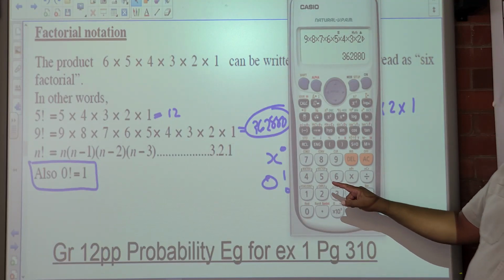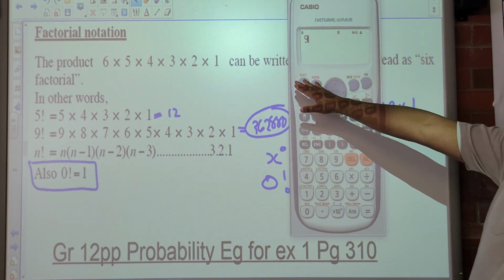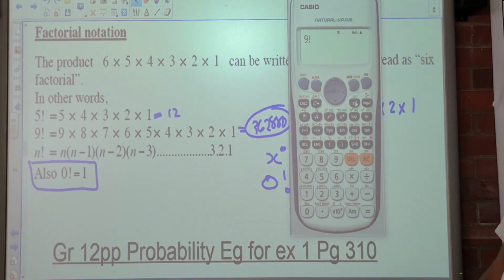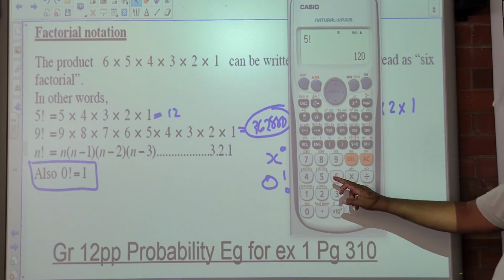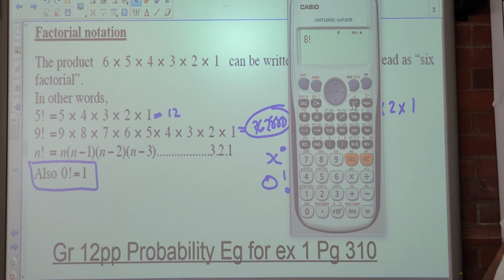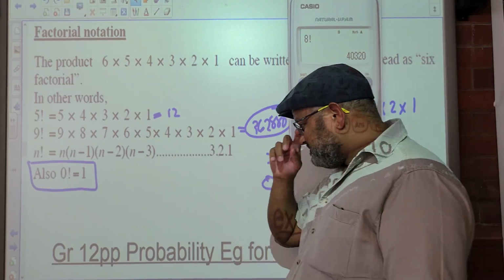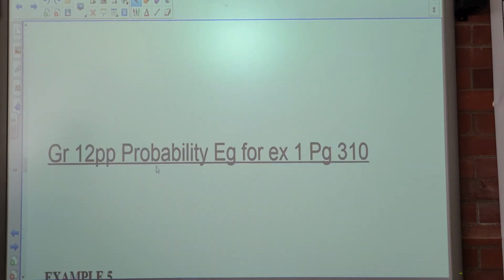So what we do is we say 9 shift. Pressing the shift button activates all these yellow keys here. So 9 shift factorial. Put that in the calculator. You get 362,880. So what's 5 factorial? 120. What's 8 factorial? Check the 8 factorial. 40,320. You understand? See how easy grade 12 is?